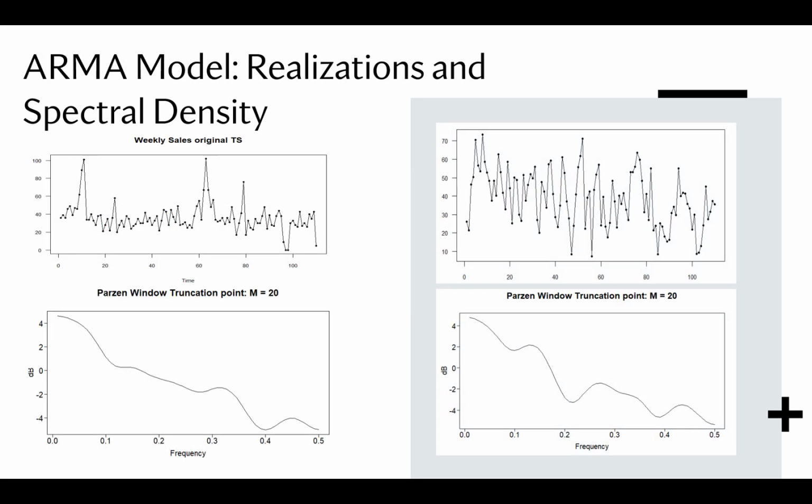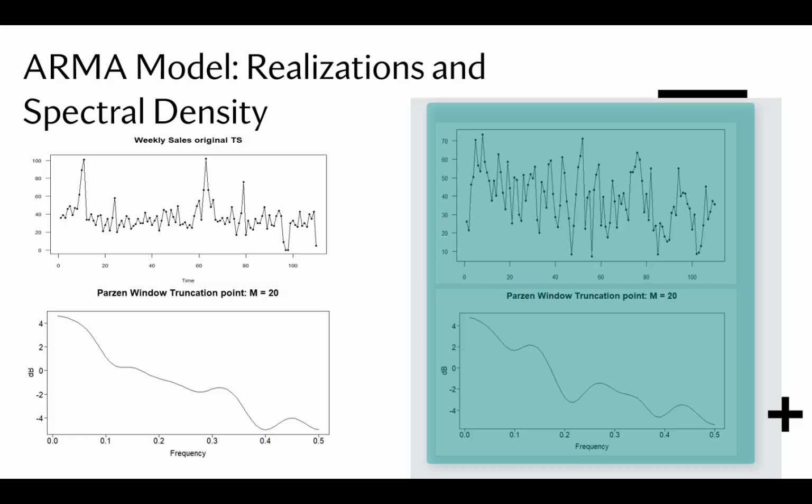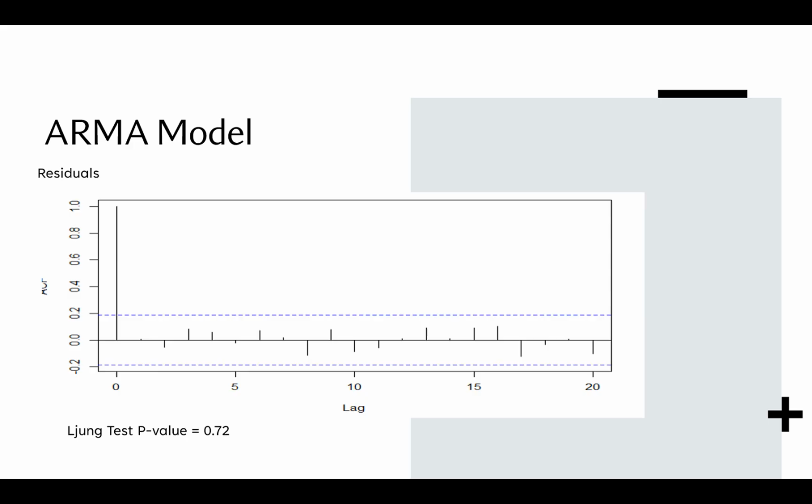We generated 10 different realizations from the selected models and compared their spectral densities with the original time series. From these realizations, we selected the one that most closely matched the original spectral density. This was an important step in the selection of the final ARMA model. The residuals showed strong evidence of white noise behavior, and this is also confirmed by the Ljung-Box test. This indicates that the model had successfully captured the temporal structure of the data.